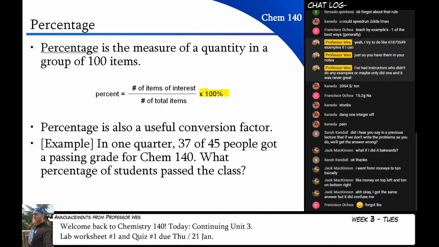I don't remember when I took this data, but in one quarter that I taught Chem 140, 37 out of 45 people passed the class, so that's C or better. What percentage of students passed the class? Well, okay. What's the number of items of interest? We want to know how many students passed, so that would be this. How many total students were there? There were this many, times 100%. So 37 divided by 45 times 100.